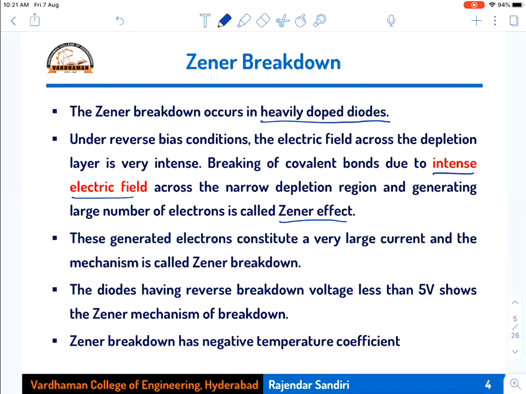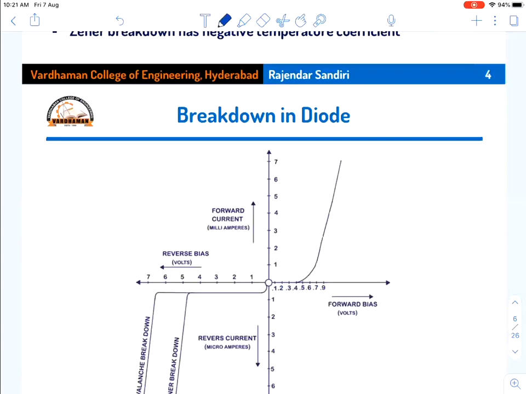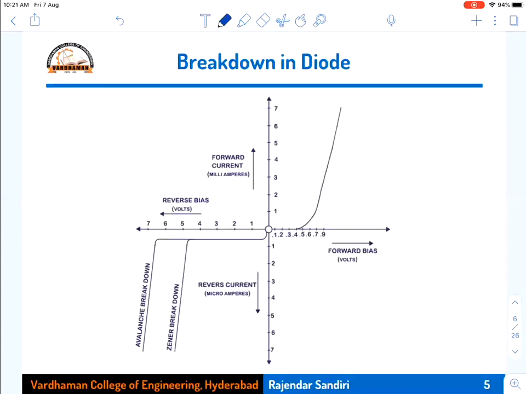So these mechanisms generally are used for maintaining a constant voltage across the load. So now this Zener breakdown mechanism, we will be using it in the process of voltage regulation. In the Zener diode, where the Zener breakdown is occurring, that condition, a special case of mechanism in the PN junction diode, we call it a special diode called Zener diode.